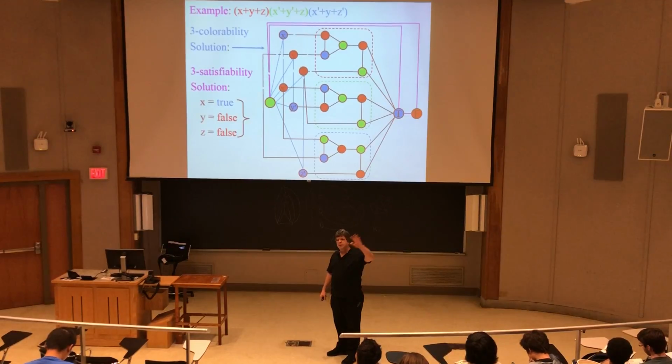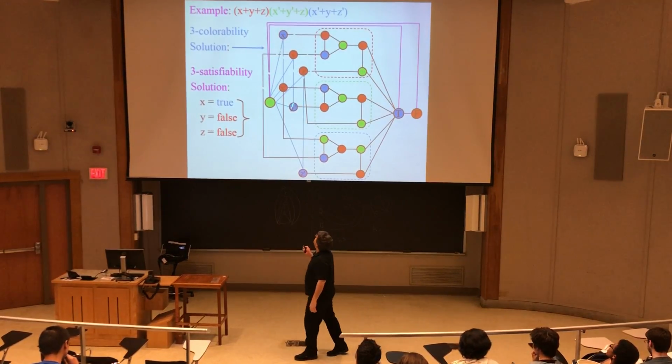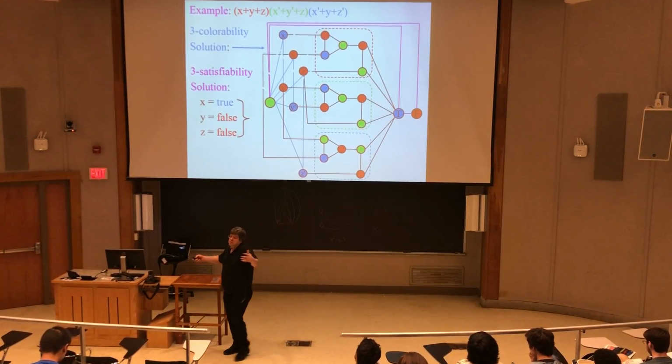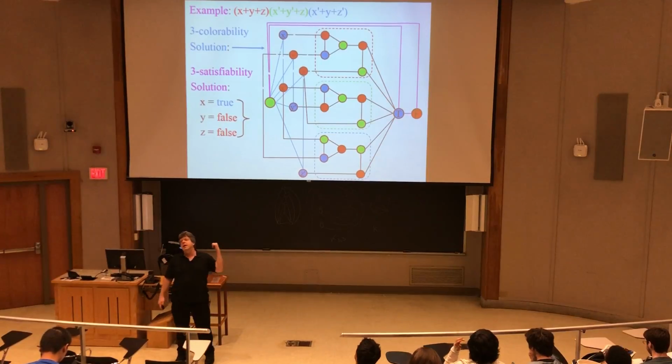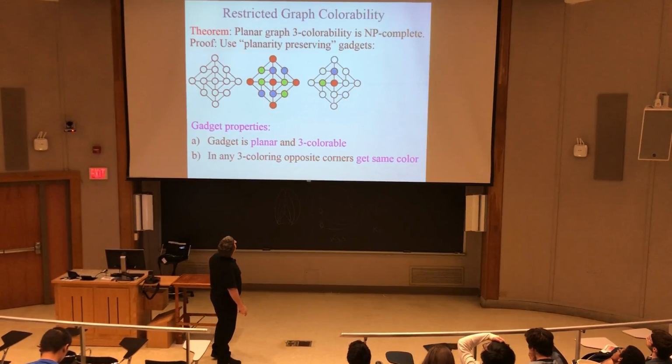Colorability of planar graphs. How many understand that? Because this is not a planar graph over here. If you restrict to planar graphs, you couldn't do this proof, and maybe colorability for planar graphs is easily solvable, not NP-complete. We're about to show it's NP-complete. It's as intractable as can be in the class NP.